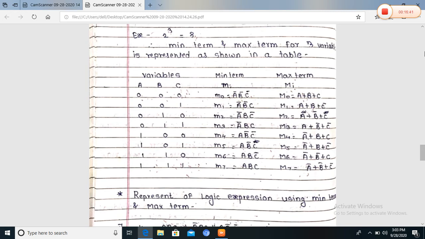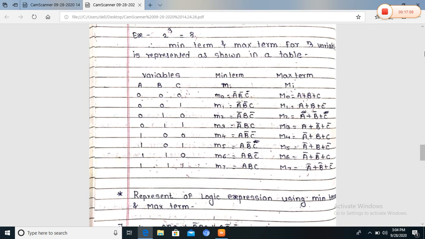In this, 2 raised to 3 is 8. So in this table from 0 to 7: 000, 001, 010, 011, 100, 101, 110, 111. These terms represent the binary numbers from 0 to 7. So this table is represented for the 3 variables. So 2 raised to 3 is equal to 8. These are the 8 minterms and maxterms that are represented.